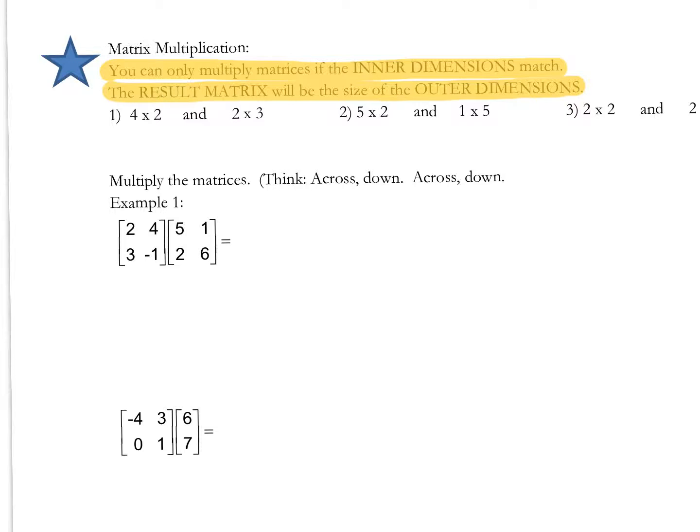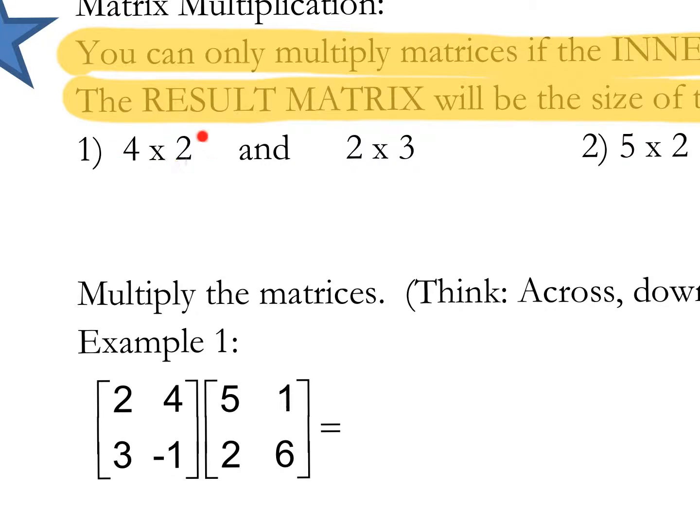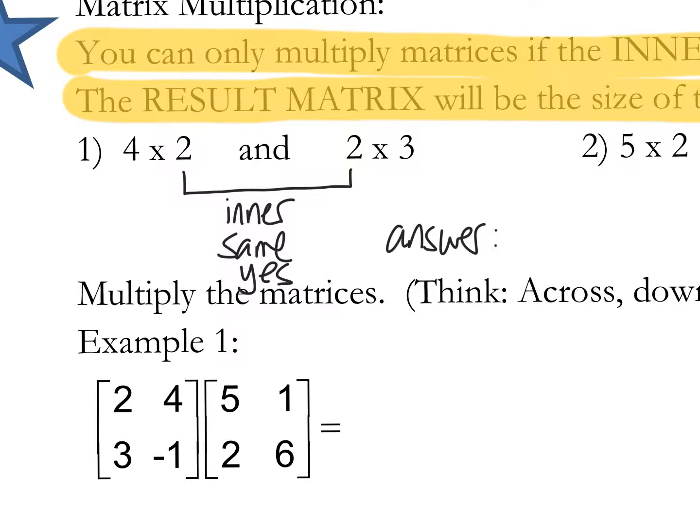So what does that mean? Well, you guys know how to size matrices now. This 4 by 2 means that it has 4 rows and 2 columns, so it's a taller matrix. And a 2 by 3 means it has 2 rows and 3 columns. So that's the size of the matrices we're talking about. These two numbers are called the inner dimensions, and they're the same. So that means that yes, we can multiply them, and our answer is going to be a 4 by 3. That's the outer dimensions.